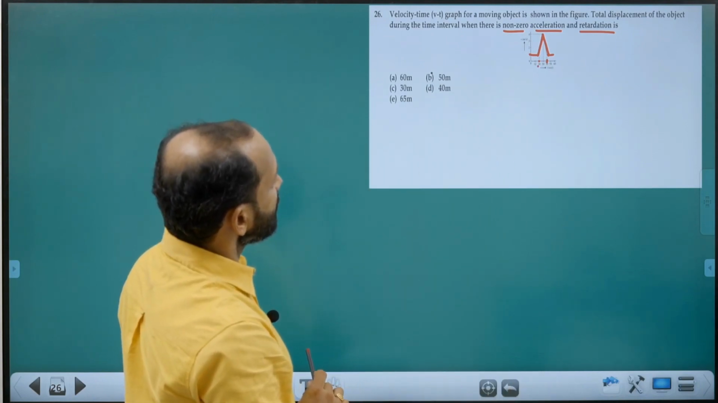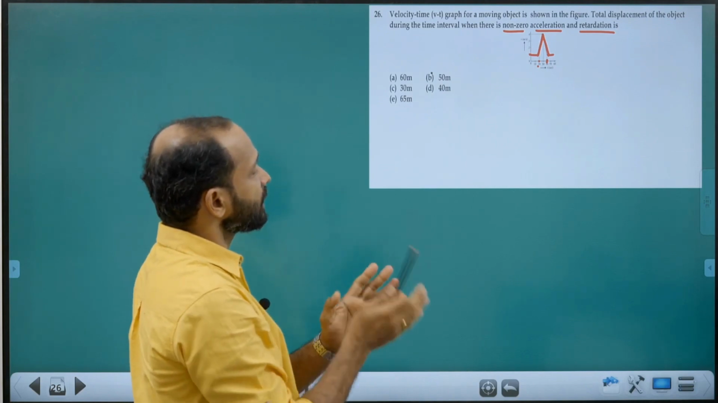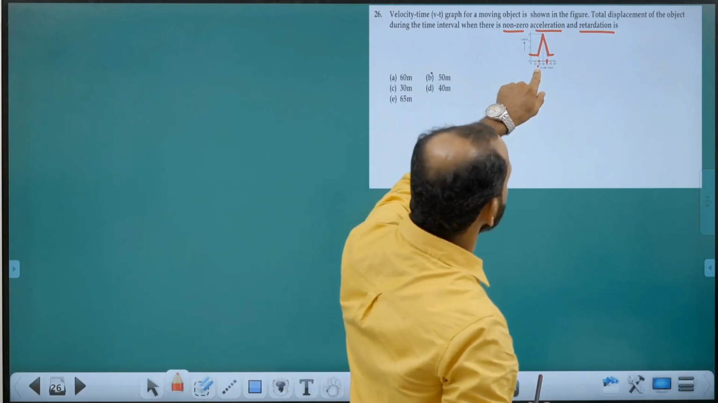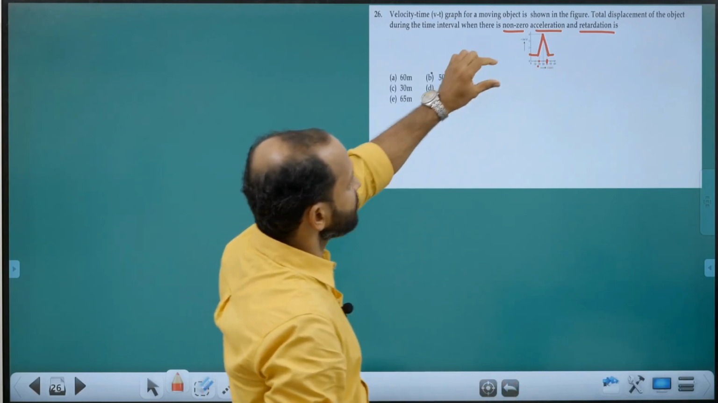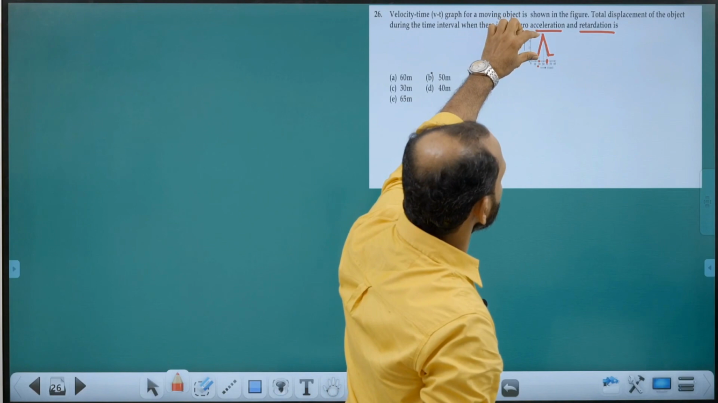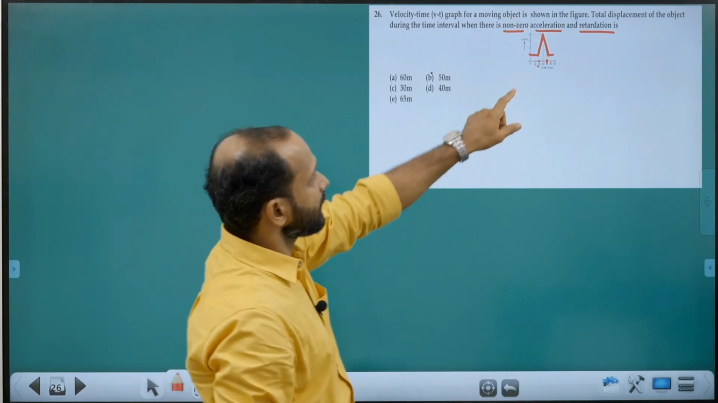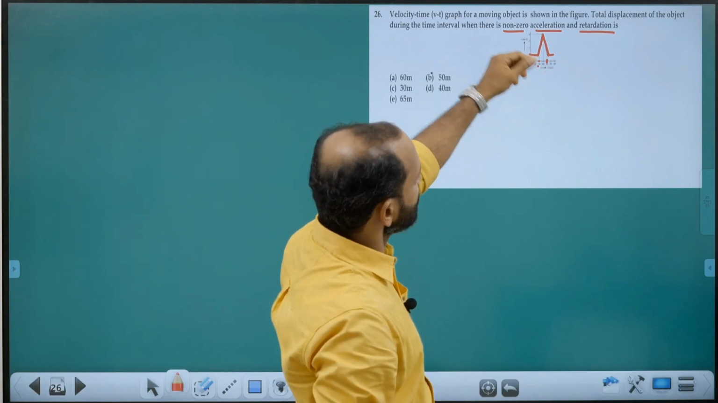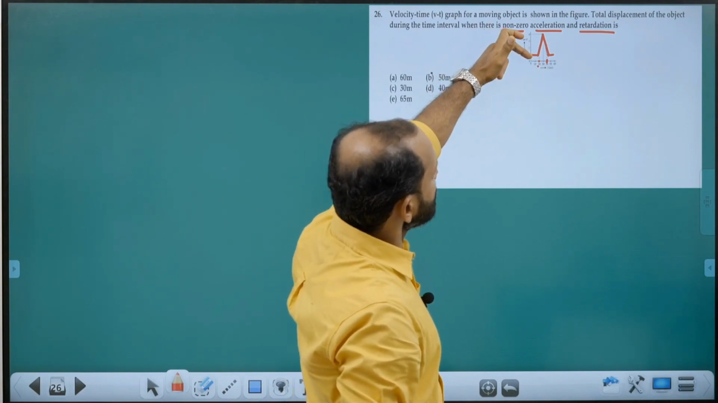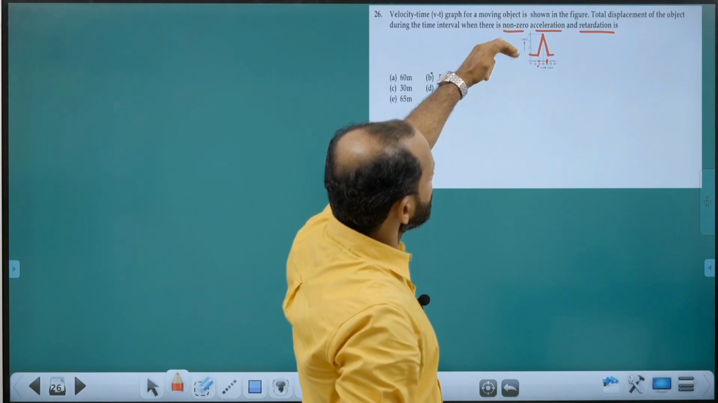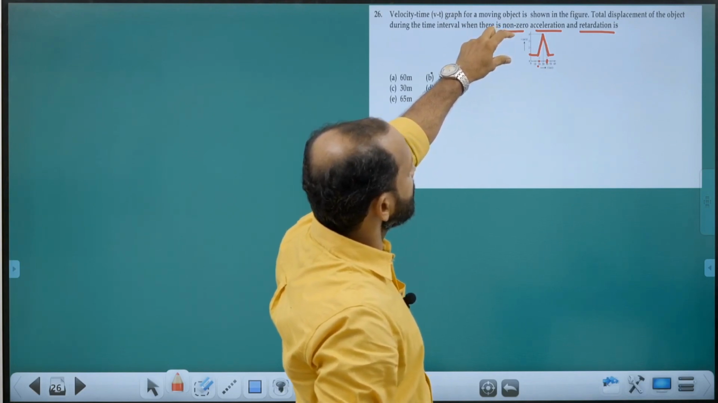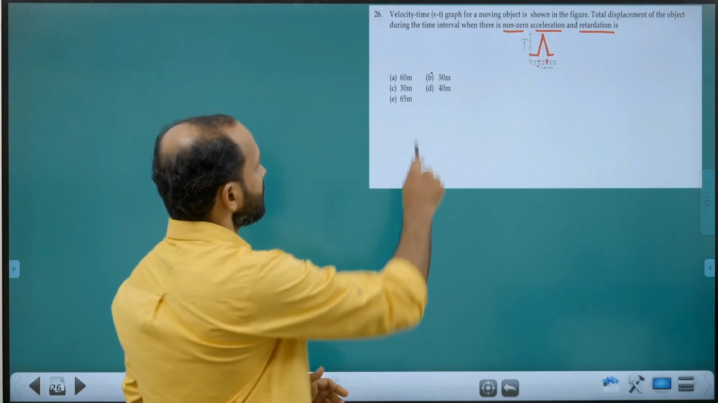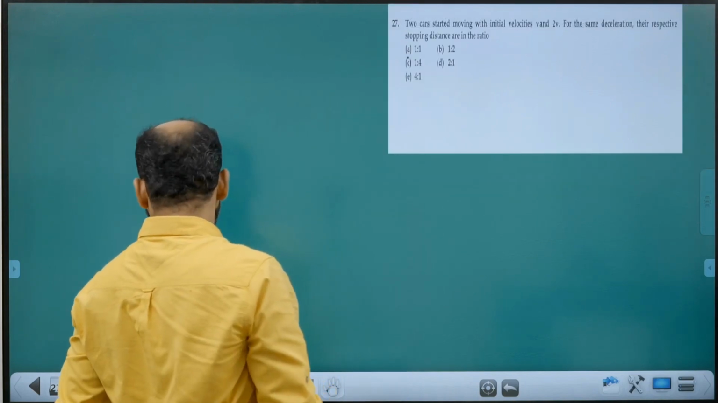What is the displacement? Displacement in a velocity time graph is the area under the graph. So find the area under the graph from 20 to 40: area of the rectangle plus area of the triangle. The rectangle has a base of 20 seconds and a height of 1. The altitude of the triangle is 3 units, 3 meter per second. You can find that area directly. Check the answer box.